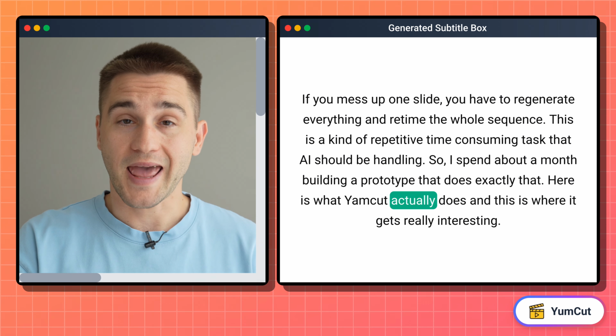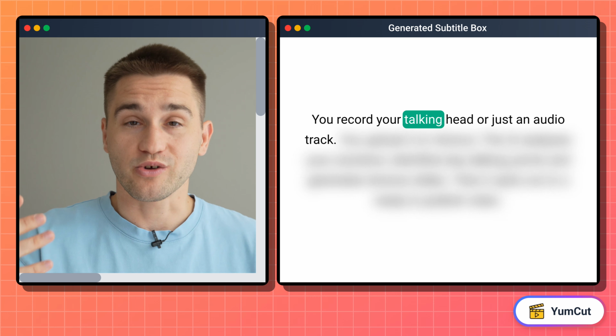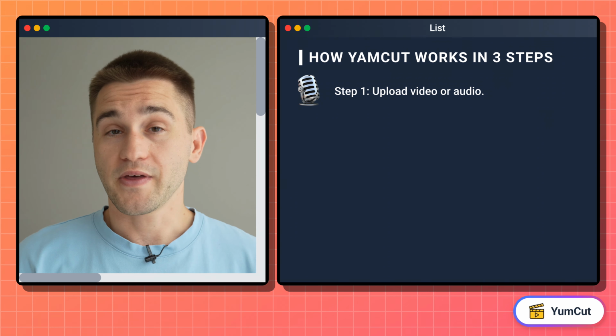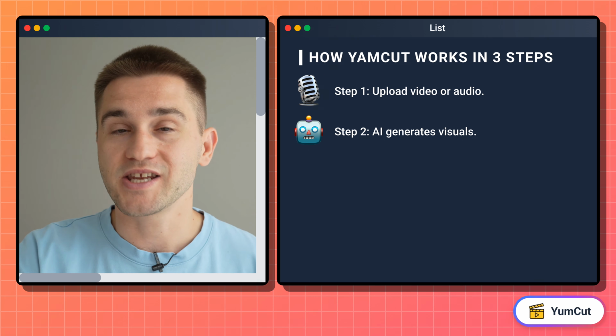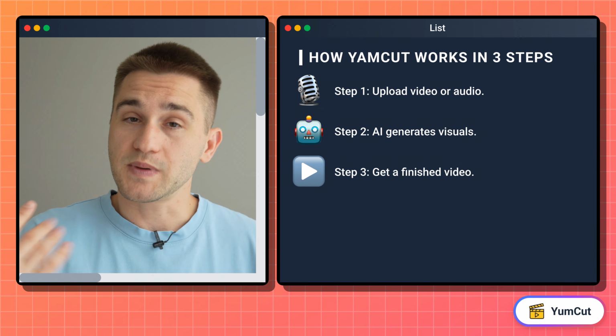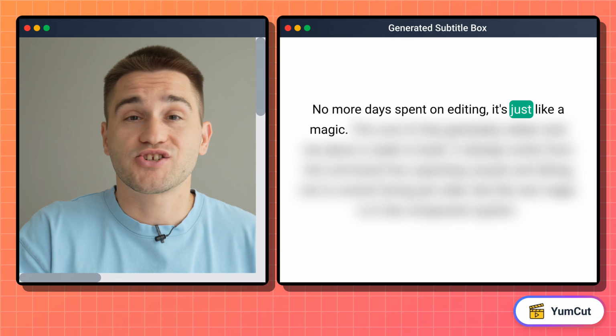Here's what YumCut actually does, and this is where it gets really interesting. You record your talking head or just an audio track. You upload it to YumCut. The AI analyzes your narration, identifies key talking points, and generates diverse slides. Then it spits out a ready-to-publish video. No more days spent on editing, it's just like magic.